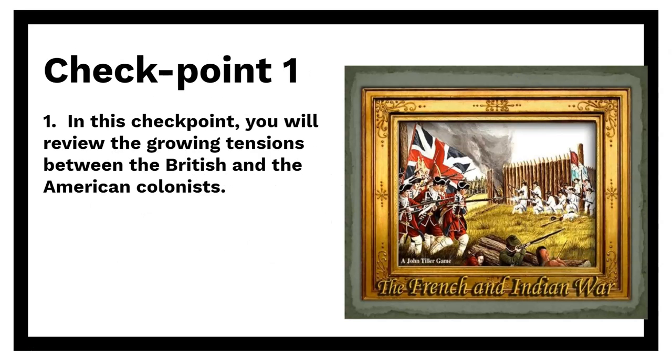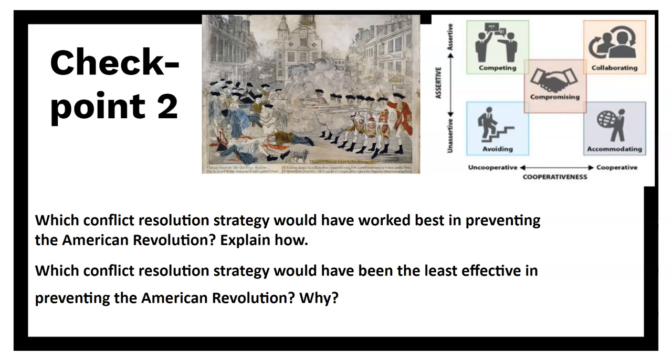In checkpoint 1, you're going to look at the French and Indian War and try to understand how that caused tension between the British and the American colonists. In checkpoint 2, you're going to look at the Boston Massacre, and then you're going to research different conflict resolution strategies to answer these two questions you see. Which conflict resolution strategy would have worked best in preventing the American Revolution, and explain how? Then, which conflict resolution strategy would have been the least effective in preventing the American Revolution, and why?